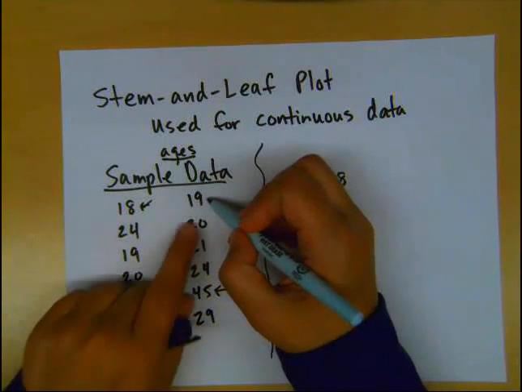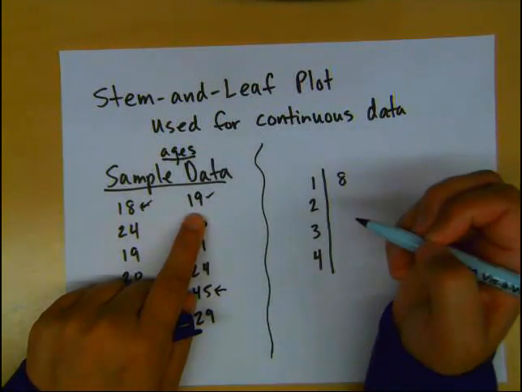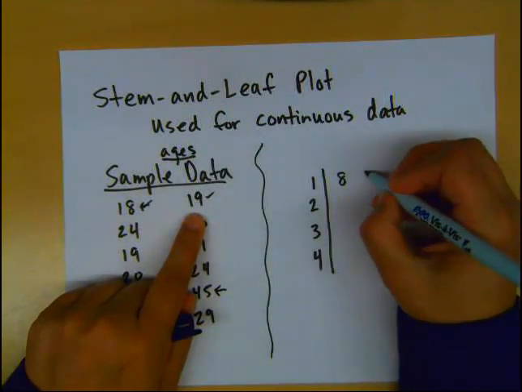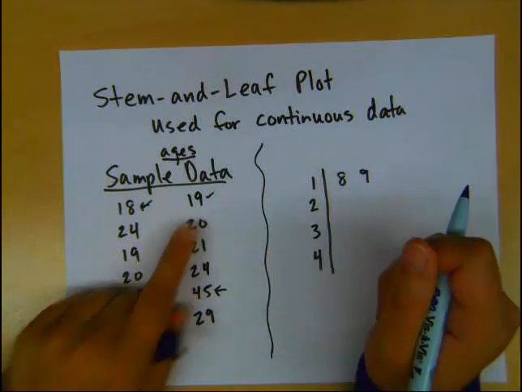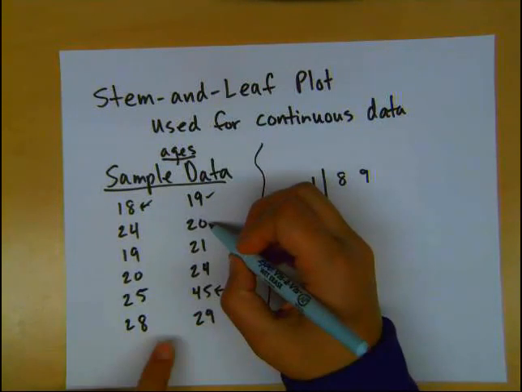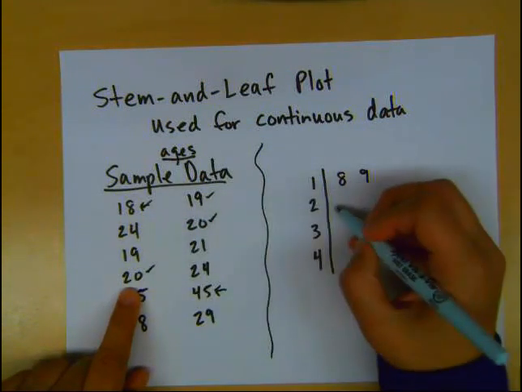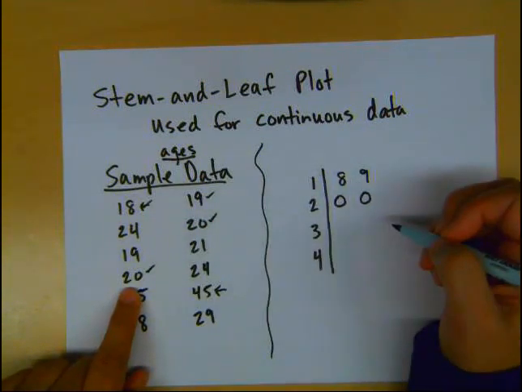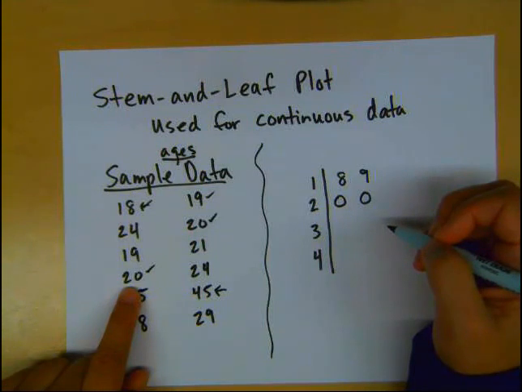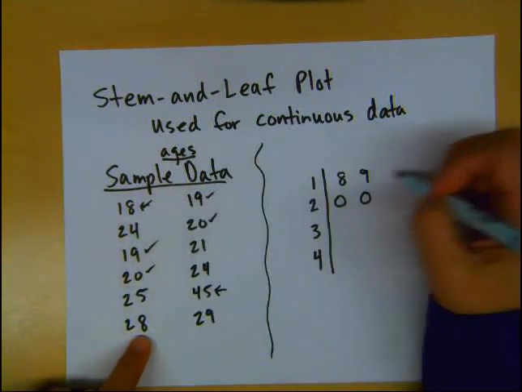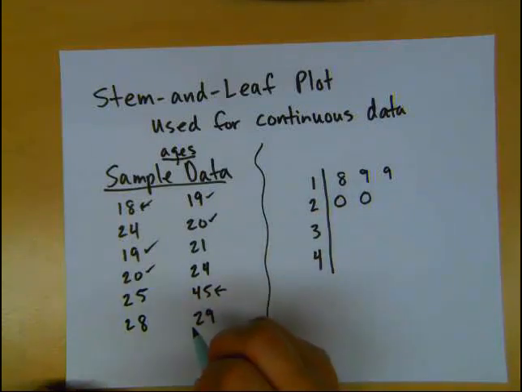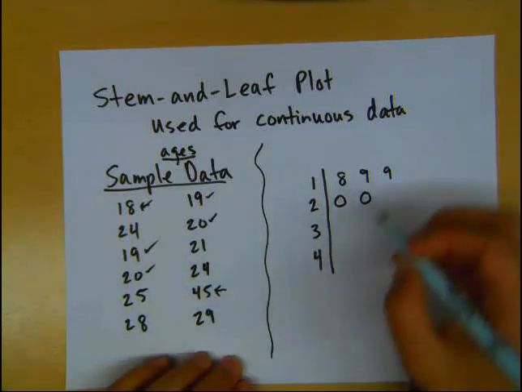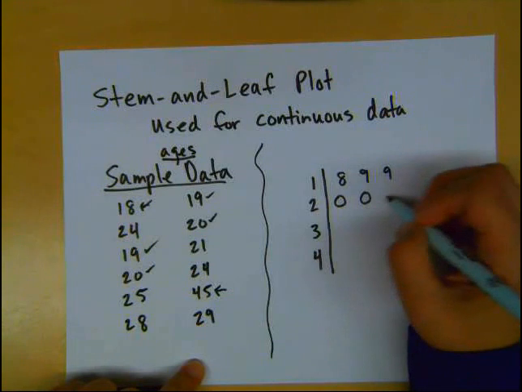And the next smallest value is 19. I'm just going to put a check mark by each one as I know I put it into my graph. So it gets a leaf of 9. You put a space or a comma. And then we have 20. Actually, I have 2 20s. And so I want 2 zeros represented there. Oh, is there 2 19s? Thank you. Left one off there. So you want an actual leaf for every single numeric value in the data. And then we have 21.